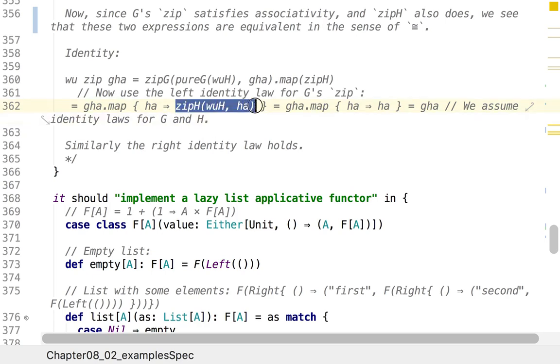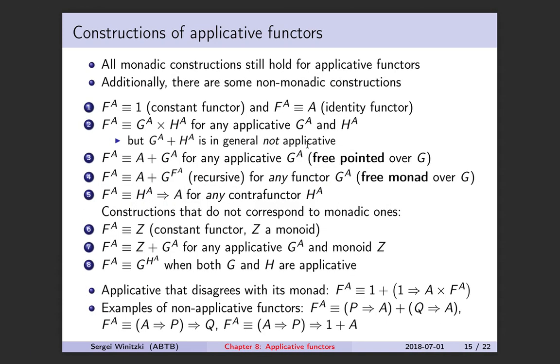Now this becomes the zip h of wrapped unit h, which is equivalent to HA. So this becomes HA to HA. This becomes identity function. So mapping with identity function does not change the result. So therefore, zipping GHA with wrapped unit is equivalent to GHA. Similarly, we can check the right identity laws.